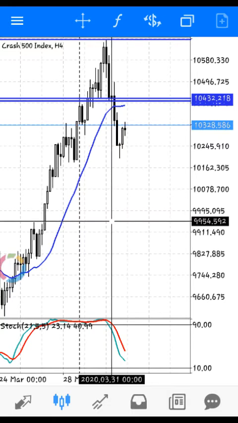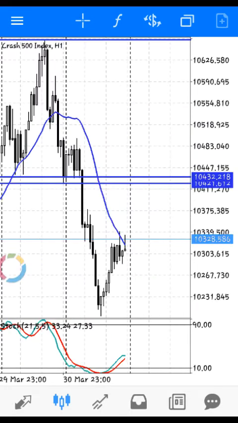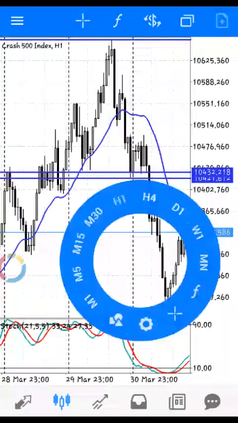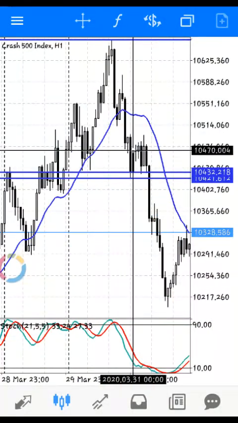So that okay, the moving average were close to the moving average on the 4-hour, of which we could expect a bounce from the moving average. Then secondly, the stochastic has crossed. So on the 1-hour, we're below the moving average.